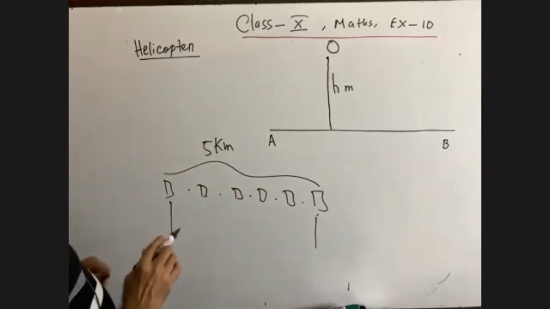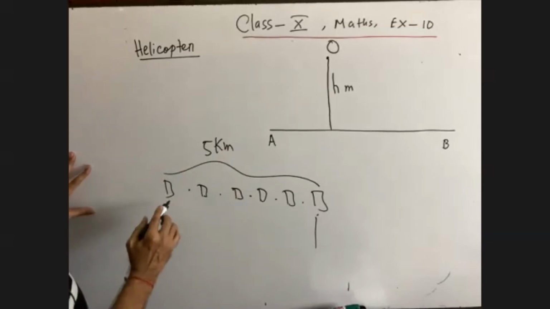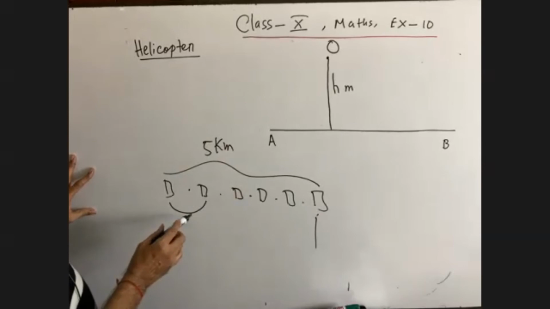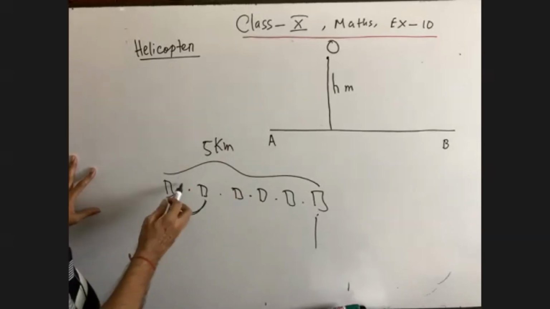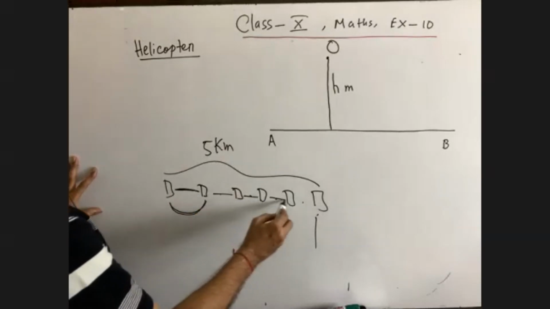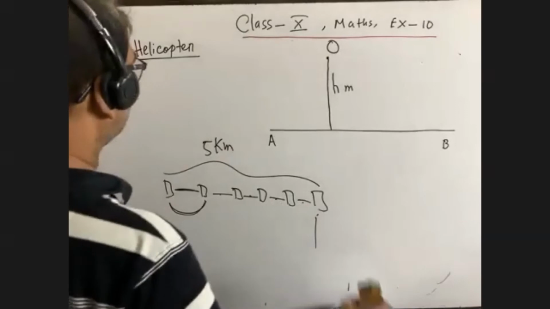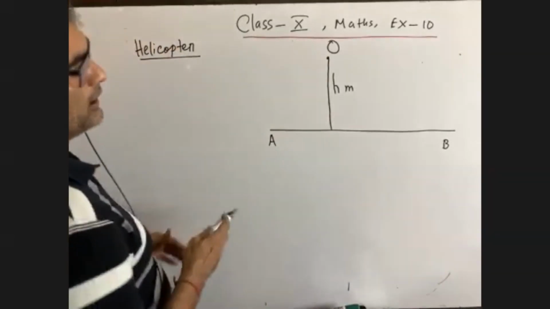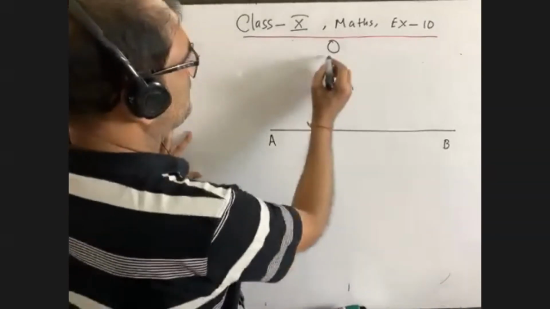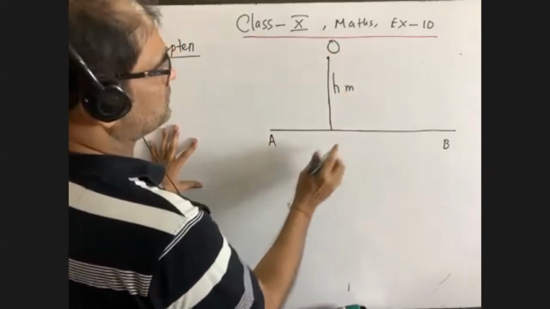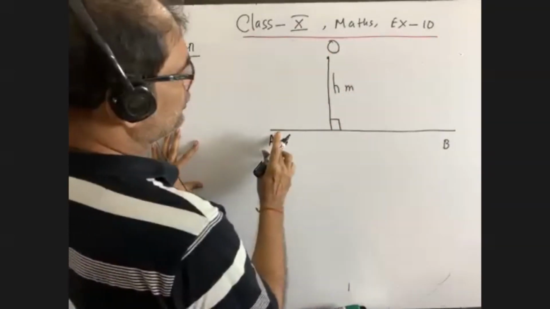For this, it would be written in the question that between two consecutive kilometer posts, the distance is 1 kilometer. Everywhere it is 1 kilometer. Okay, anyway. So O is the position of the helicopter, and it is at a height of 8 meters from the ground. There are 2 kilometer posts.